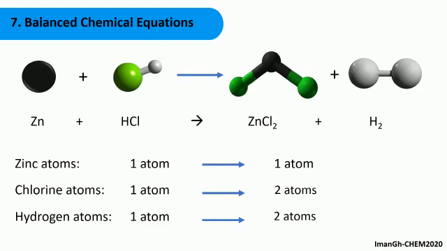To balance the number of atoms of chlorine, we can multiply 1 by 2 and place 2 as a coefficient in the reactants before HCl. Now the number of hydrogen atoms becomes 2, so it is balanced since we have 2 hydrogen atoms in the products.